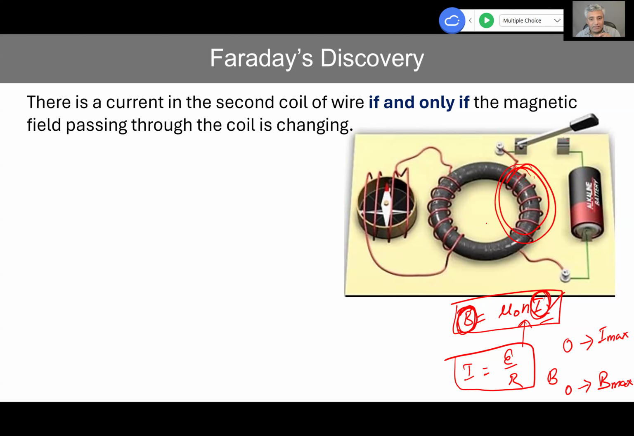So when does it change? When current goes from 0 to the maximum value. And it happens in a very short time interval. You connect and there is current. And once current is not changing, what happens? Flux is not changing. So even when this switch is on, the current is flowing, good, but it's not changing, meaning flux is not changing. So we don't see any kind of effect over there.